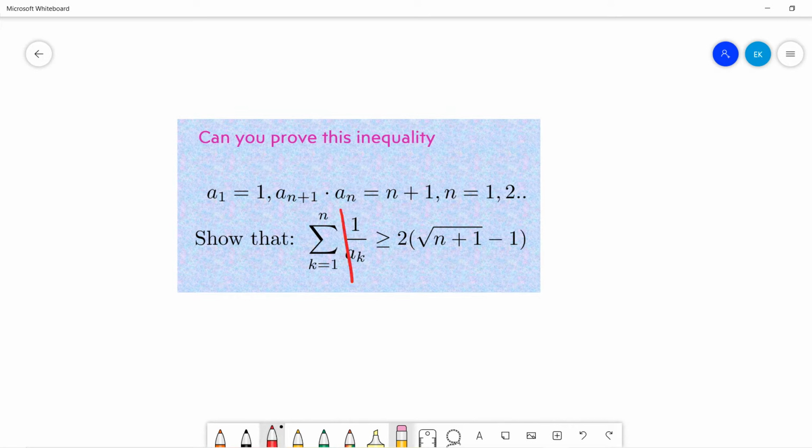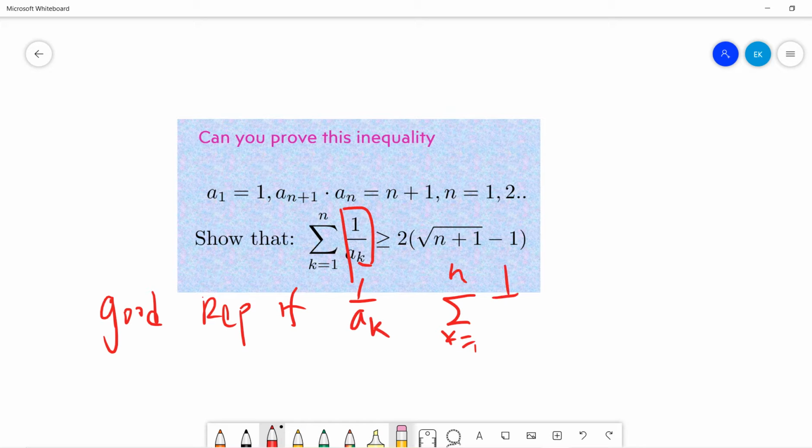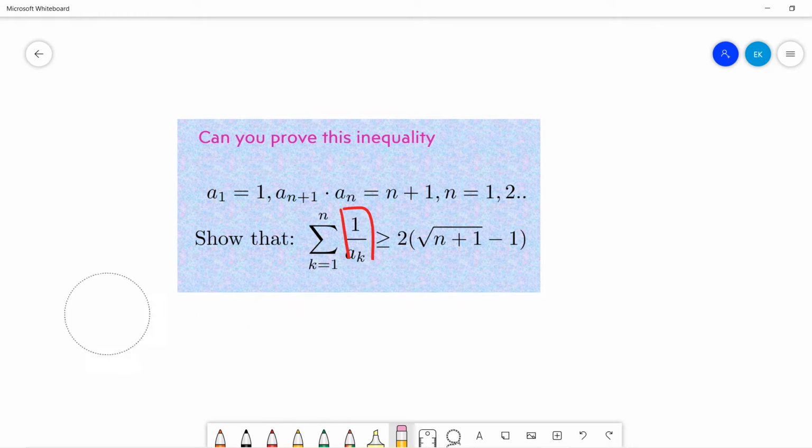So the difficult part is that we hope to find a good representation of 1 over a_k. The reason is that we don't have a general formula for computing this, right? So the idea is that we need to bound this by some trick. Okay, so focus on this.